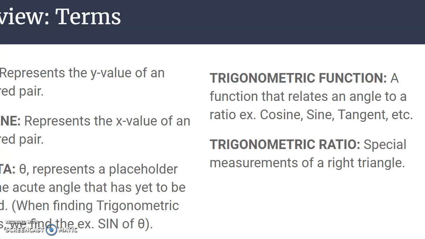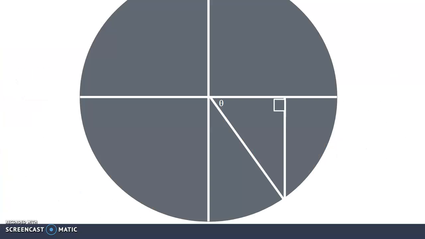A trig function is a function that relates to an angle ratio, for example cosine, sine, tangent, and much more. A trig ratio is the special measurement of a triangle which we use to find the function. So here is an example of theta right here in the right triangle.